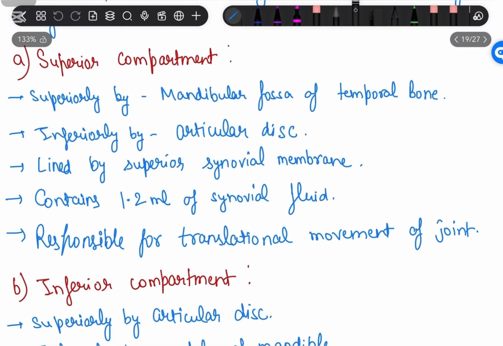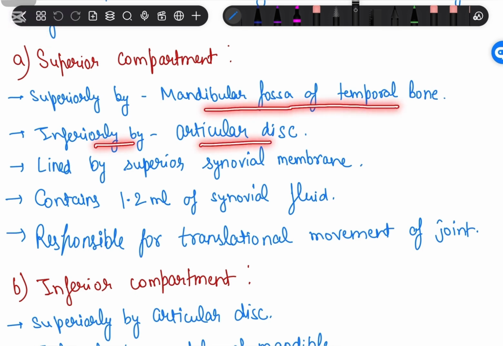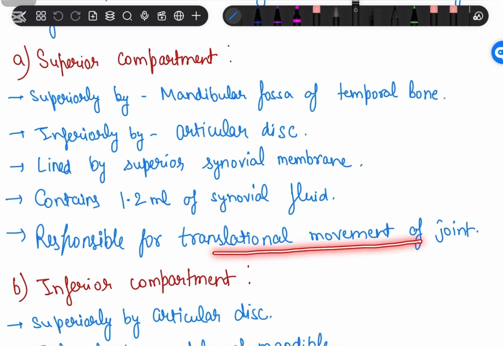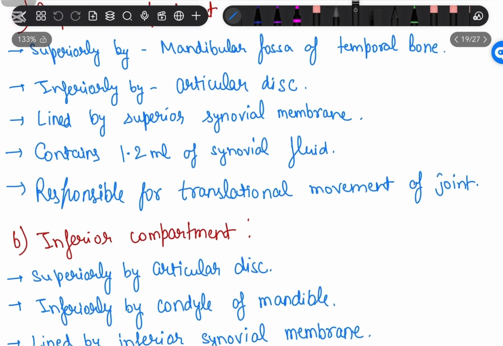Now, let's talk about the superior compartment. The superior compartment is superiorly bounded by the mandibular fossa of the temporal bone, inferiorly by the articular disc, and it is lined by the superior synovial membrane. This compartment contains approximately 1.2 milliliters of synovial fluid and is responsible for the translational movements of the joint. Later on, we will discuss translational movements.